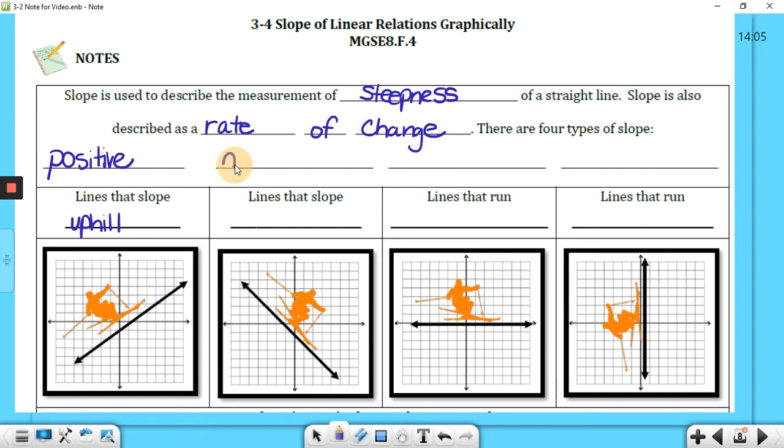Next type of slope would be negative. And this line goes downhill. When we talk about uphill and downhill, we're going from the left to the right. And so when you hit that here, you go up. From the left to the right, you hit this and you go down.